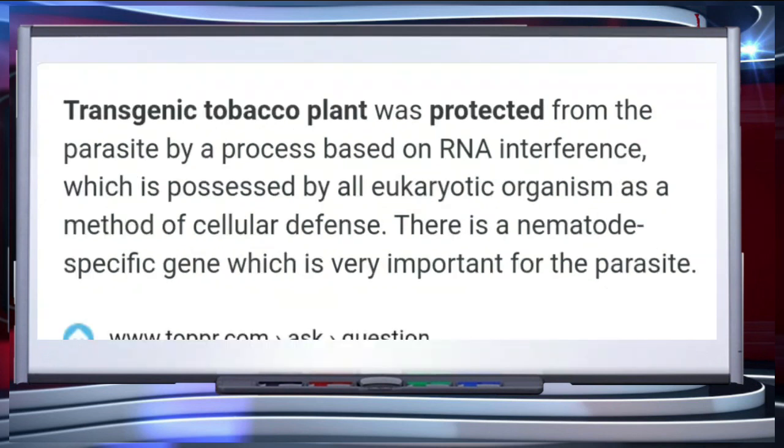A nematode, Meloidogyne incognita, infects the roots of tobacco plants, which reduces the production of tobacco. Transgenic tobacco plant was protected from the parasite by a process based on RNA interference, which is possessed by all eukaryotic organisms as a method of cellular defense. There is a nematode specific gene which is very important for the parasite.